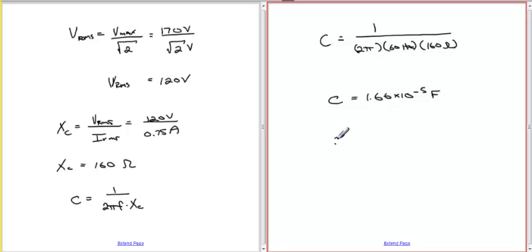And we'll change this into microfarads. So we get 16.7 times 10 to the negative 6 farads, which is the same as 16.7, let's round up to 17 microfarads. Okay, let me just check the answer.